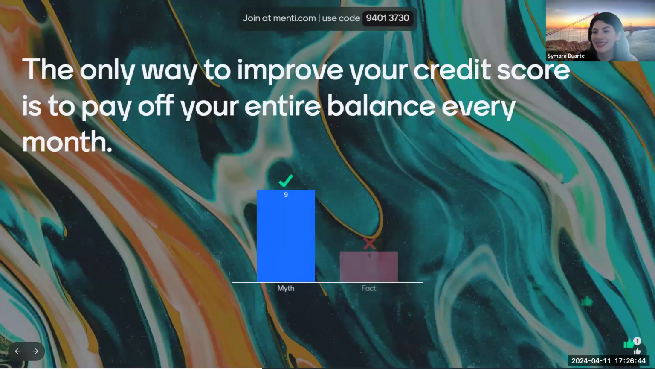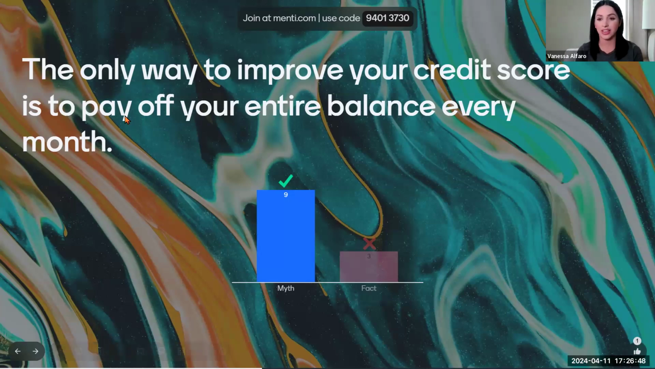It's a myth. Vanessa, would you like to add to that? Yes, this one is a myth. It definitely helps if we can pay off our credit cards every single month, but there are so many other things that you can do. I mean, we talked about the utilization. So if we can just make a significant payment to one card and get below 30% utilization, maybe we don't pay it off every month, that can significantly help us.